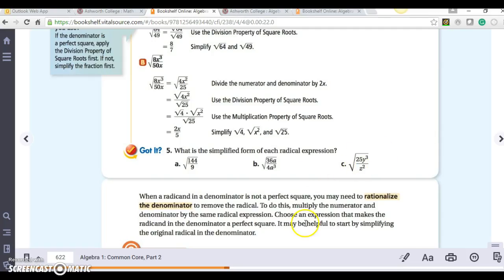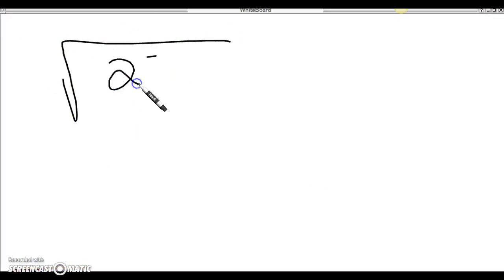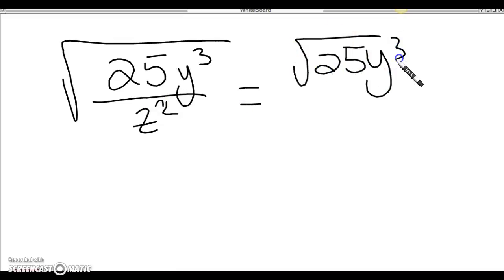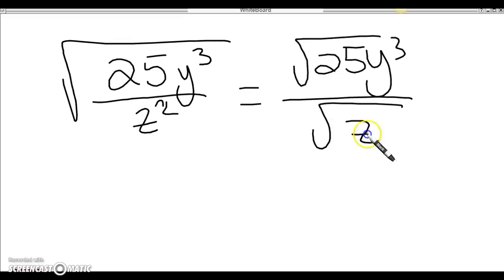All right, and the last one is the square root of 25y cubed over z squared. So I have the square root of 25y cubed over z squared. And I'm going to break it down to the square root of 25y cubed over the square root of z squared. I have to break this down some more.